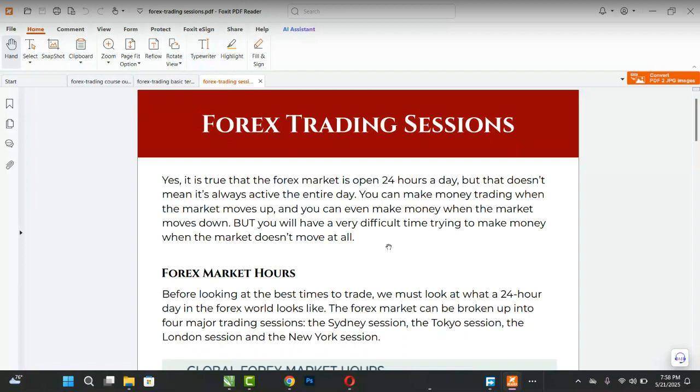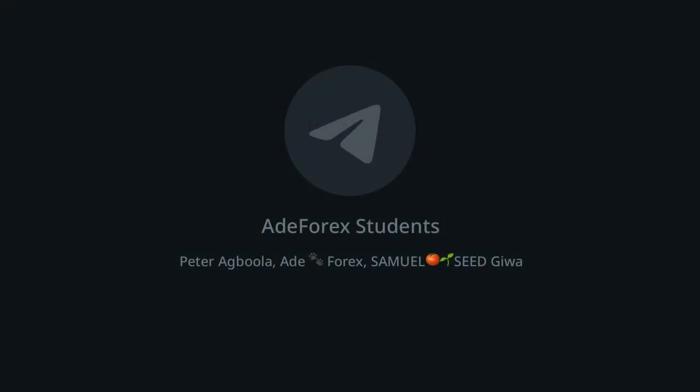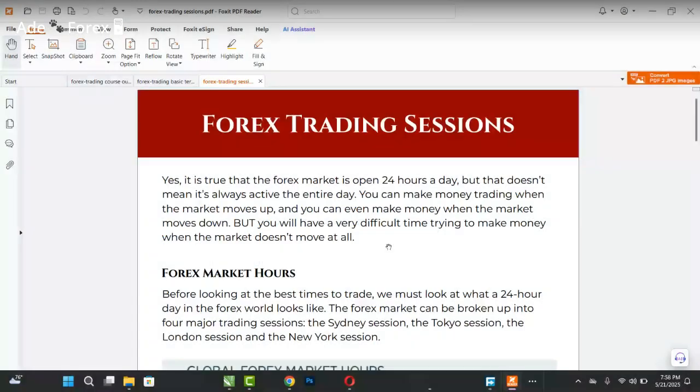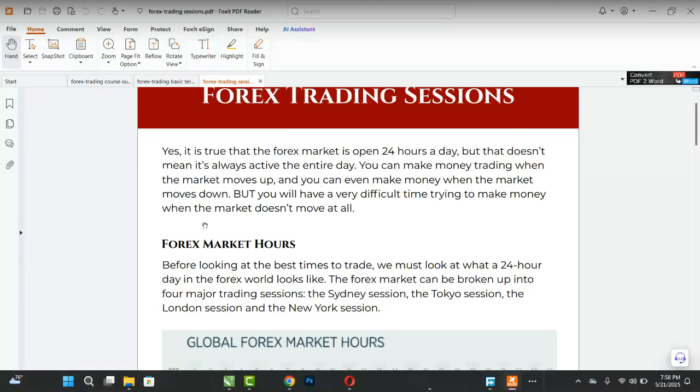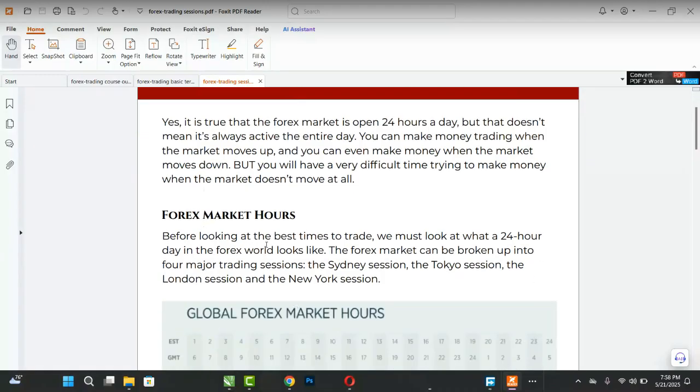So as a trader, you'll be able to understand that volume is also very important. That is when the real volatility will be in the market. And this is what it is saying here: if you have a very difficult time trying to make money, it is because you do not know when the real volume is in the market. So let's go down to the Forex market hours.